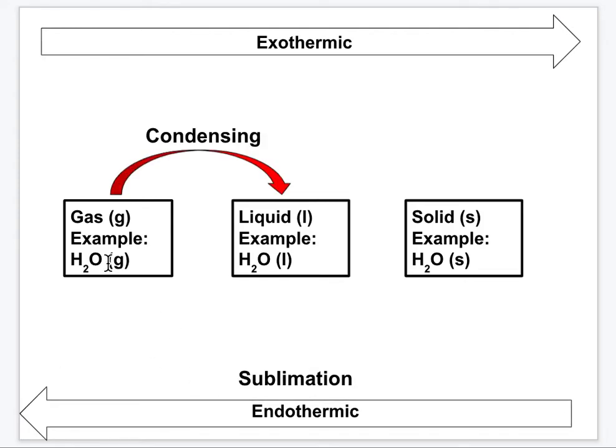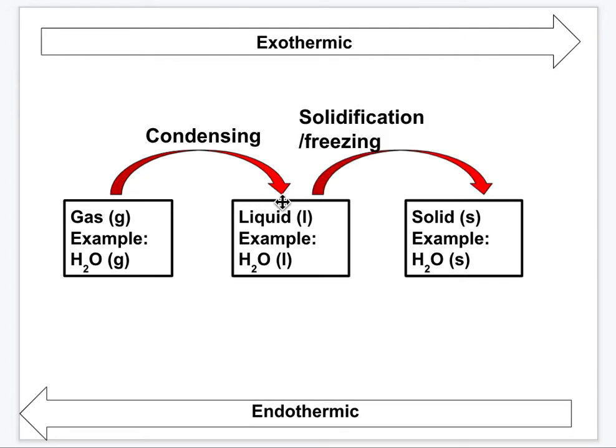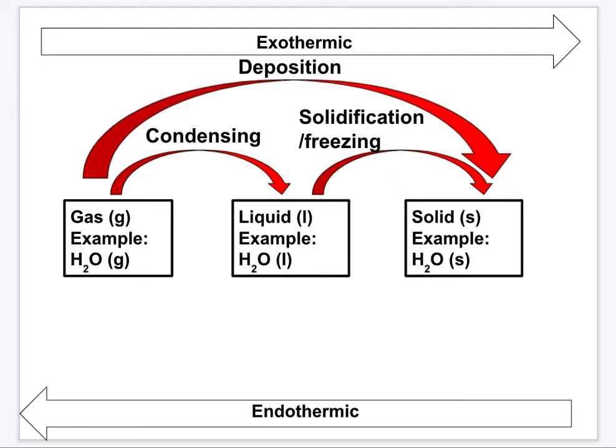If it is going from gas to liquid, this is how rain happens. The water vapor condenses and turns into rain. This is an exothermic example. Or if it is liquid and it loses some heat, some energy, it is going to turn into solid. We call it freezing or solidification.